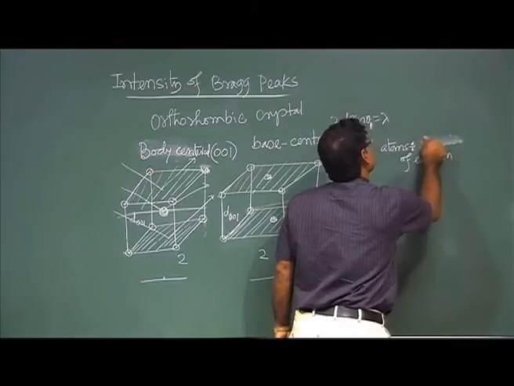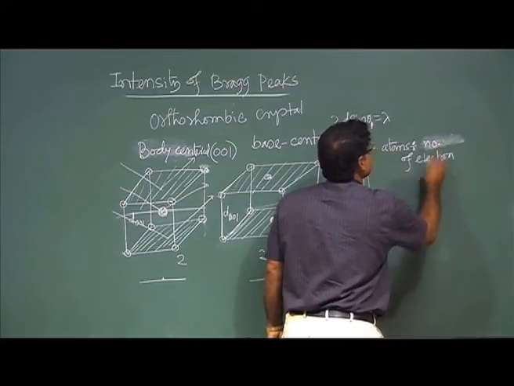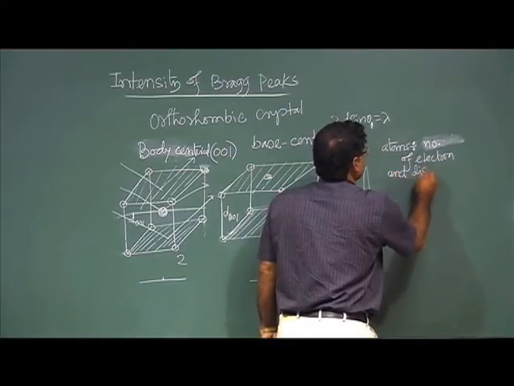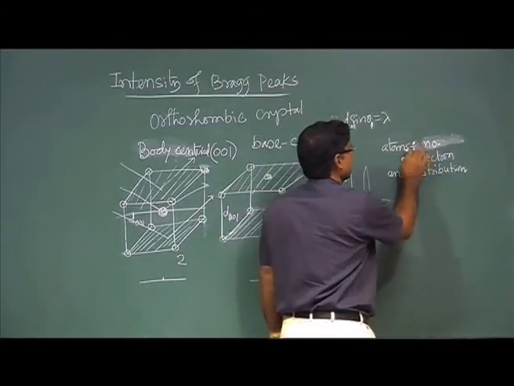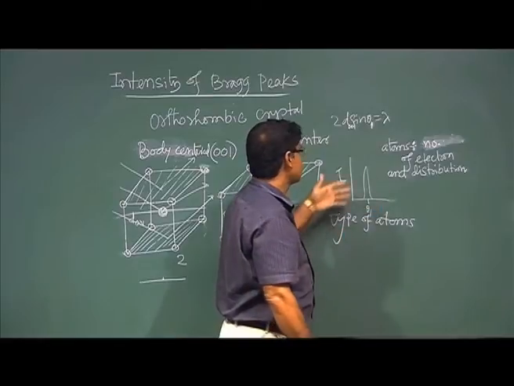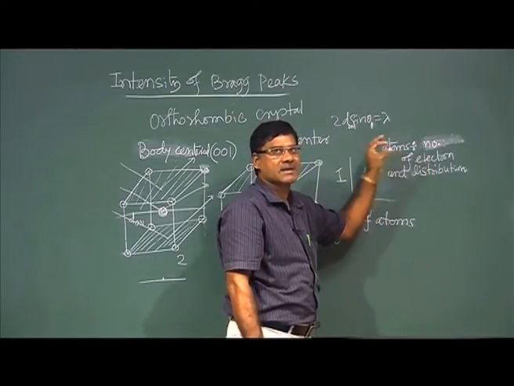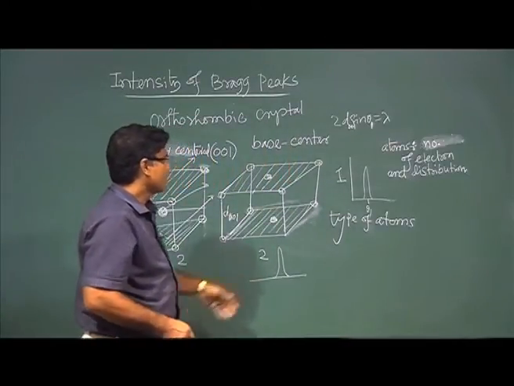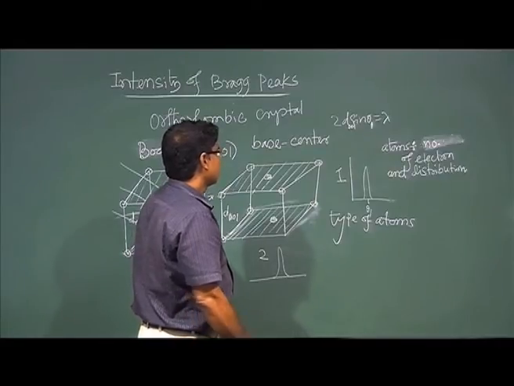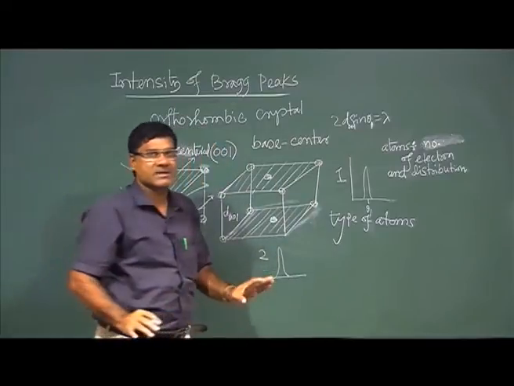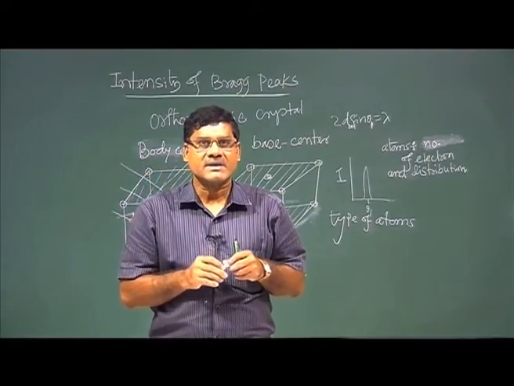or I should say probably the number of electrons and distribution in atoms. Okay. So, different types of basis means their atoms are different. So, the number of electrons and the distribution of electrons in different atoms are different. So, intensity will vary because of this. Second is how those atoms are distributed in this unit cell. So, basically the structure of the unit cell is another factor.